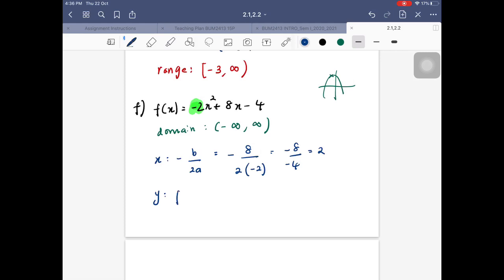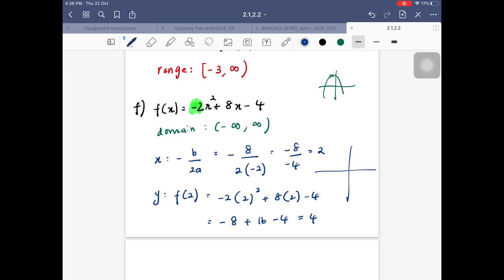And when I wanted to find the coordinate of y, I have to find f of 2, okay? And my f of 2 is going to be negative 2 multiplied by 2 squared plus 8 multiplied by 2 minus 4. So this is going to be 4 multiplied by negative 2, that is going to be negative 8, plus 16 minus 4. So 16 minus 4 is 12. So 12 minus 8, that is going to equal 4. Okay, so my coordinate is going to be 2, 4.